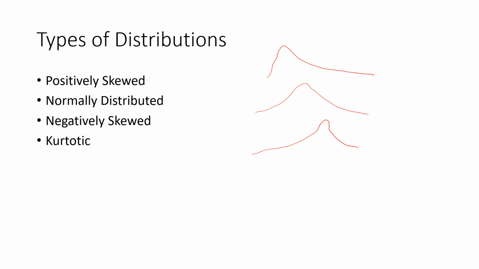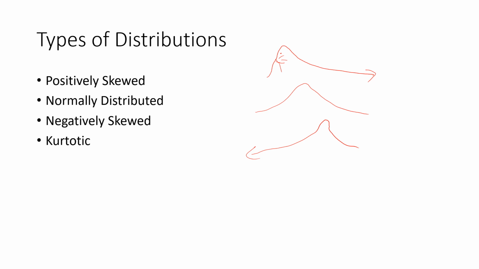The way I always recommend doing this, and it's always a little bit amusing because I can't draw, is to draw a cat face. So we've got a very poorly designed cat face here, and the direction the tail goes is whether it's positively or negatively skewed. Positive is to the right, so the tail goes to the right. Negative is to the left, so the tail goes to the left.